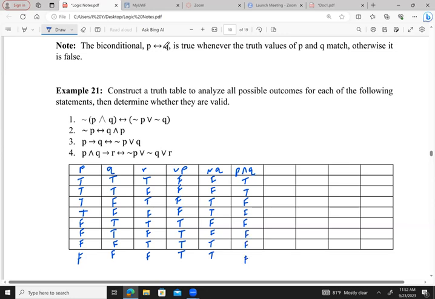Okay, so now let's look at this. I'm just going to put the numbers here. Number one. So I have not P or Q.